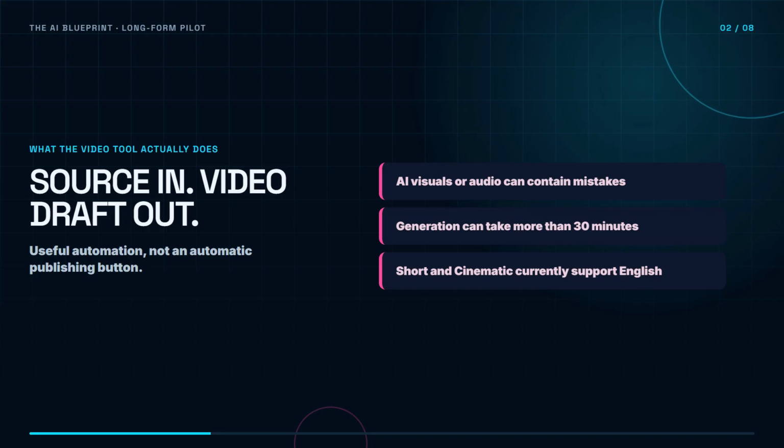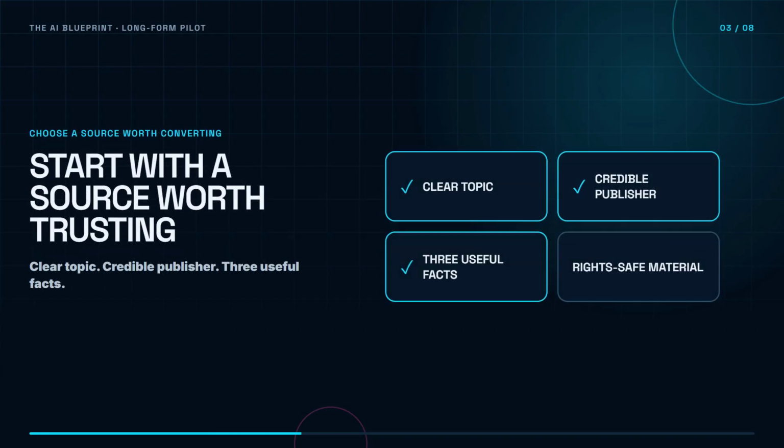Gemini Notebook can remove a large amount of assembly work, but it does not remove editorial responsibility. The result is only as useful as the material you give it. Choose one source with a clear outcome and enough substance for 3 supporting points. An official product guide, a research paper, a credible tutorial, or your own article can work.